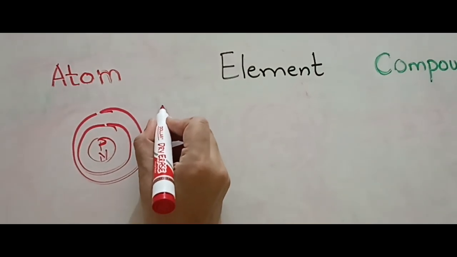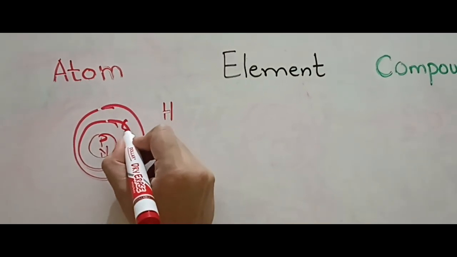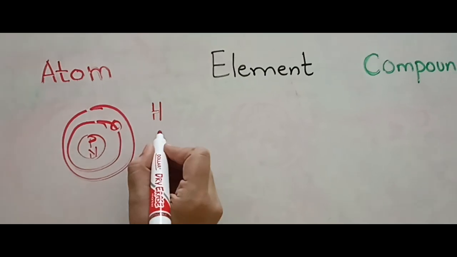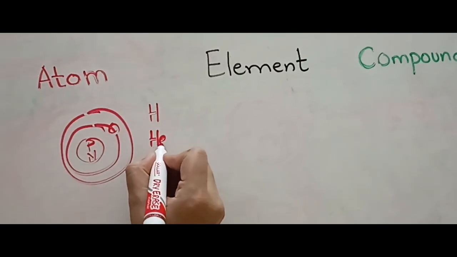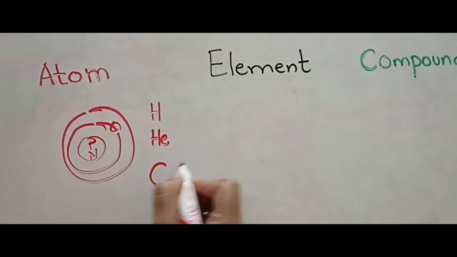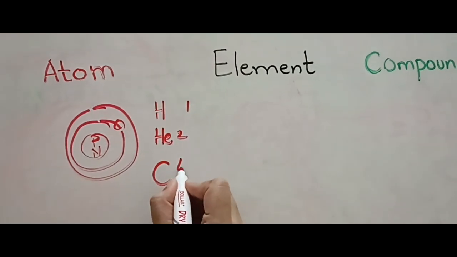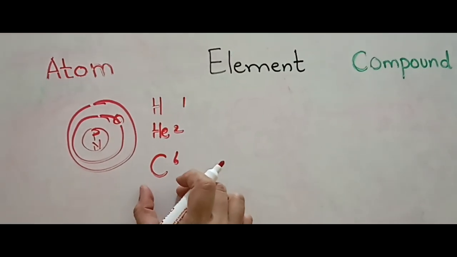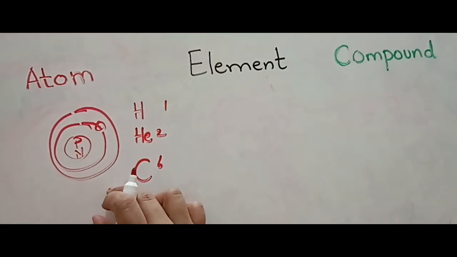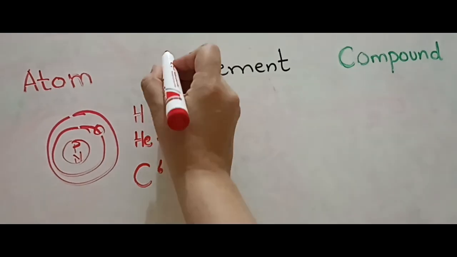For example, hydrogen has one electron, and if we talk about helium it has two. If we talk about carbon, it has six. Likewise, different atoms have different numbers of protons and different numbers of electrons.